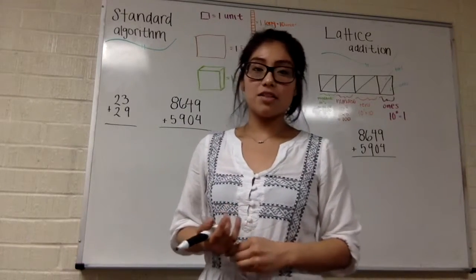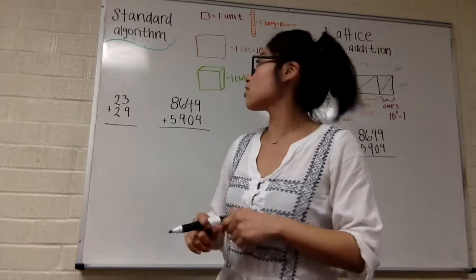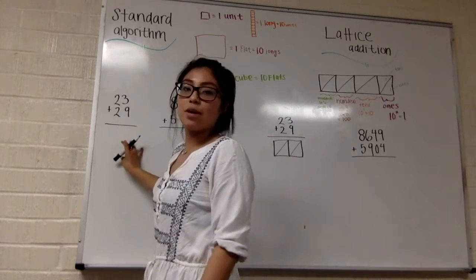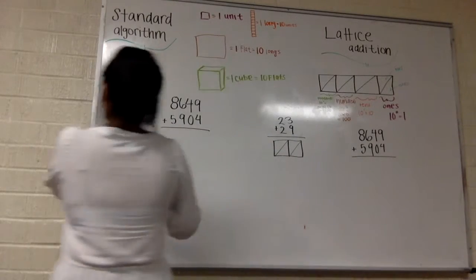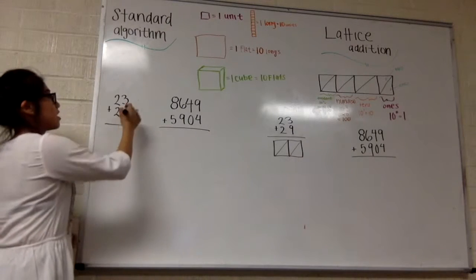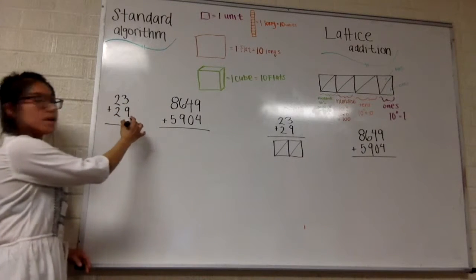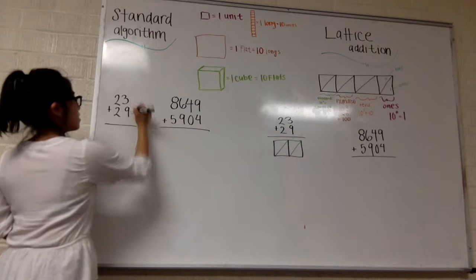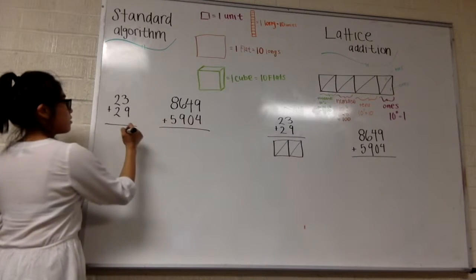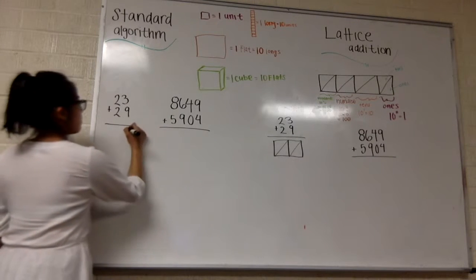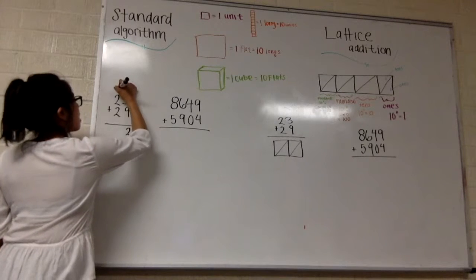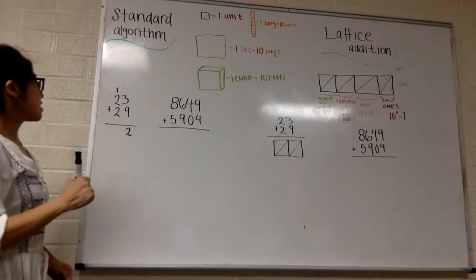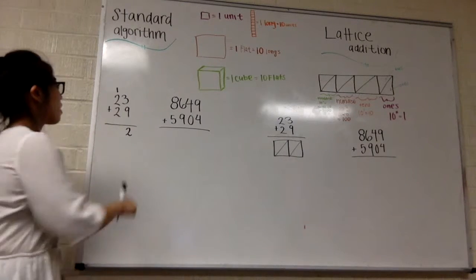But before I get into that, I'm going to start talking about the standard algorithm, which is the addition that we are used to today. So here we have an example of 23 plus 29, and we know that 9 plus 3 is 12. So when doing the standard algorithm, we put the 2 here, and we are taught that we carry the 1 over here. And this is because we have 12 units.